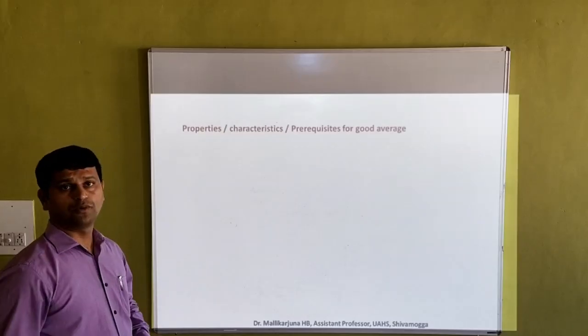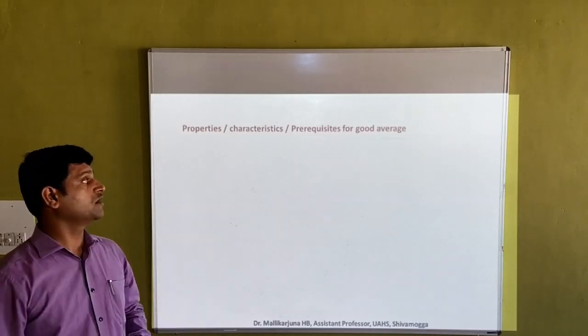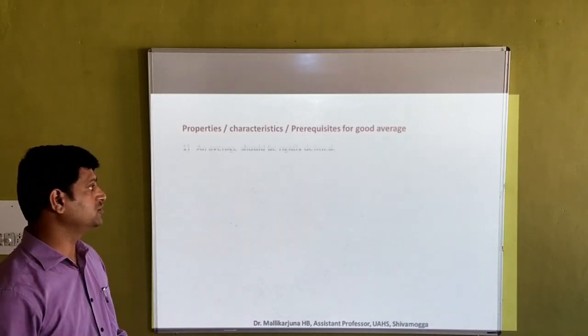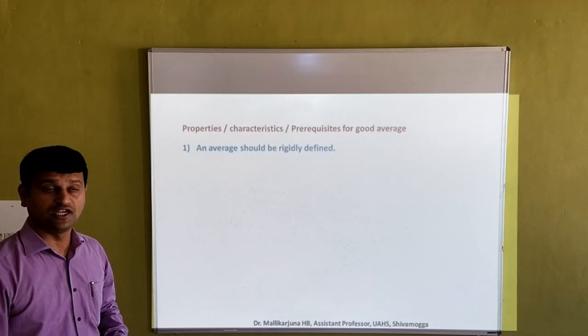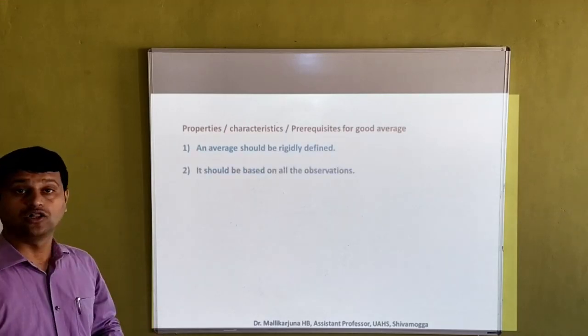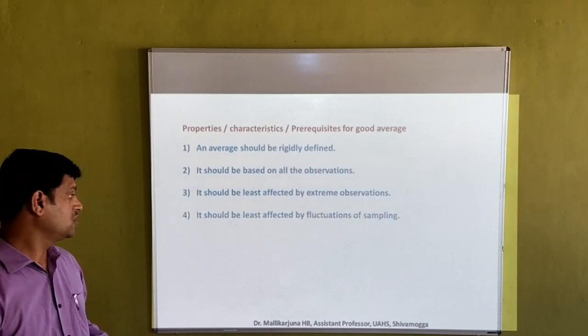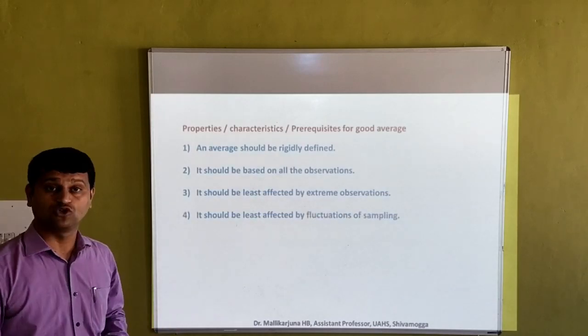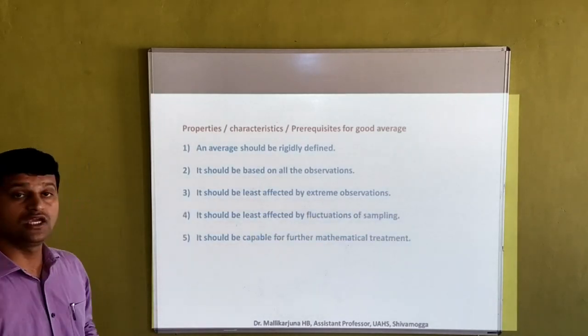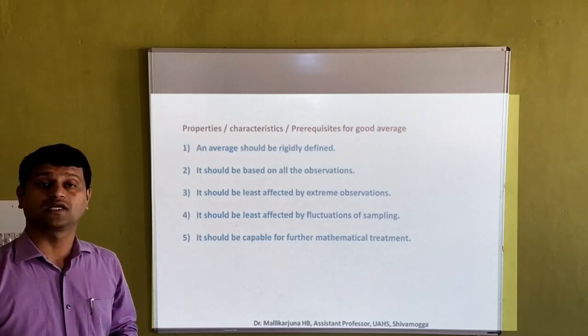Coming to properties or characteristics or prerequisites for a good average. Average should be rigidly defined. It should be based on all the observations. It should be least affected by extreme observations. It should be least affected by fluctuations of sampling. It should be capable of further mathematical treatment.